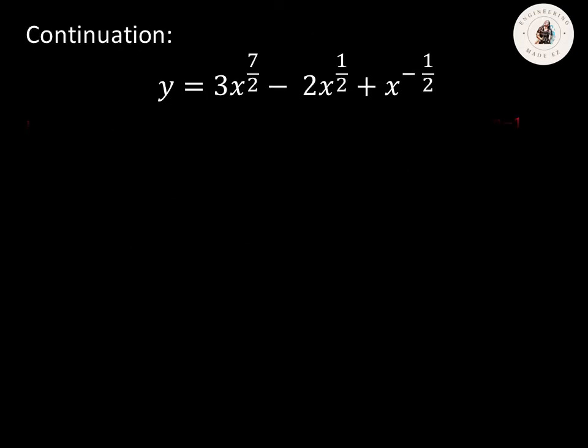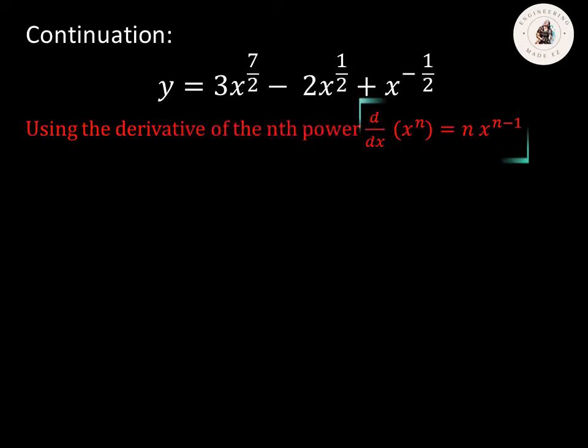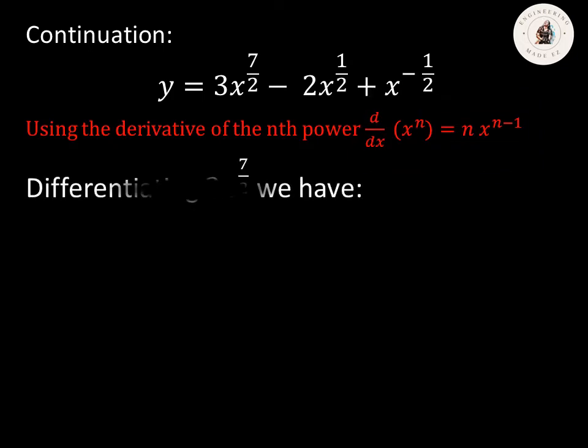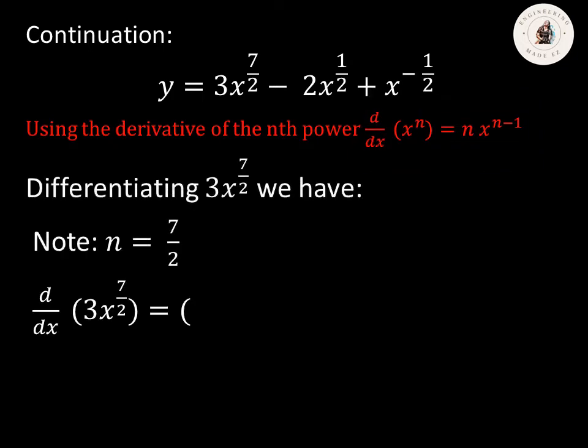Now we're going to use the derivative of the nth power, which is the derivative of x raised to the power of n with respect to x is equal to n multiplied by x raised to the power of n minus 1. Differentiating 3x raised to the power of 7/2, we first write the constant, which is 3, multiplied by the n, which is 7/2. Then copy the variable, which is x. Then raise to the power of n minus 1, so we have 7/2 minus 1. Simplifying this, we have 21/2 x raised to the power of 5/2.